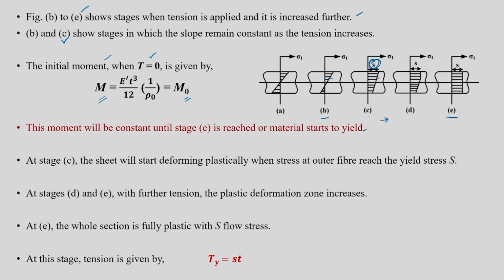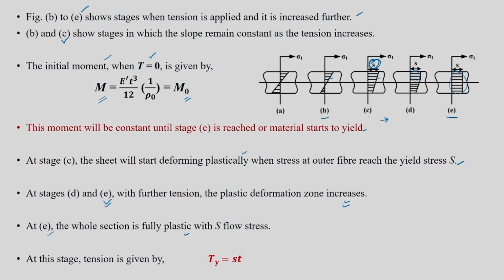Now you will see that at stage C the sheet will start deforming plastically at the outermost fiber when sigma 1 reaches the yield stress S, which we already know. At stages D and E, with further tension, the plastic deformation zone increases, as shown here and then shown here also. At E the whole section is fully plastic with S as flow stress, which is what is represented here.